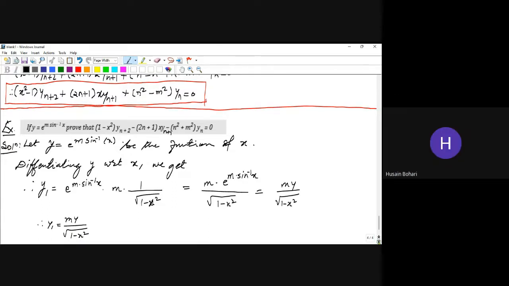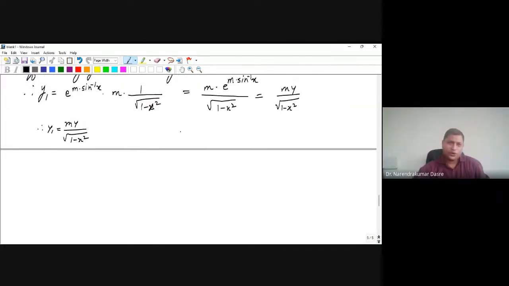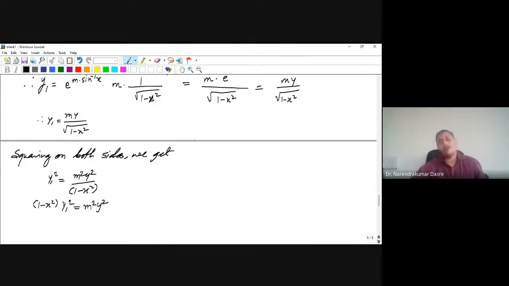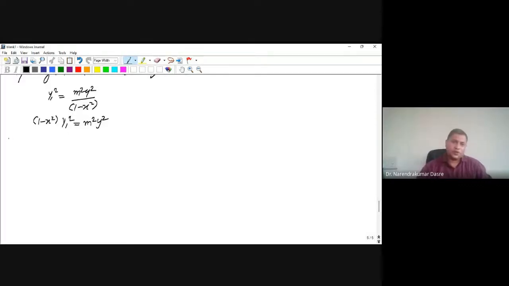Then squaring on both sides, we get y1 square equal to m square y square upon 1 minus x square. So we can write this as 1 minus x square times y1 square is equal to m square y square. And now we want the second order derivative, so again we differentiate the above equation with respect to x.